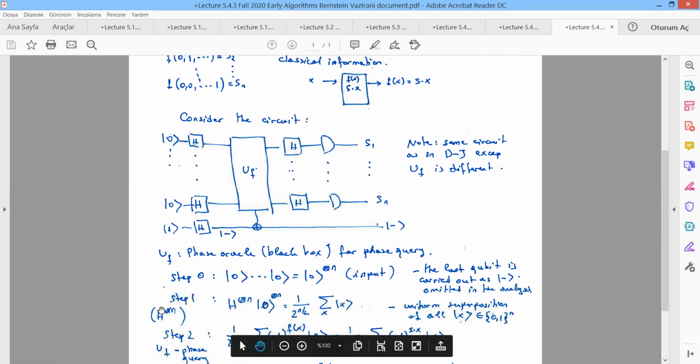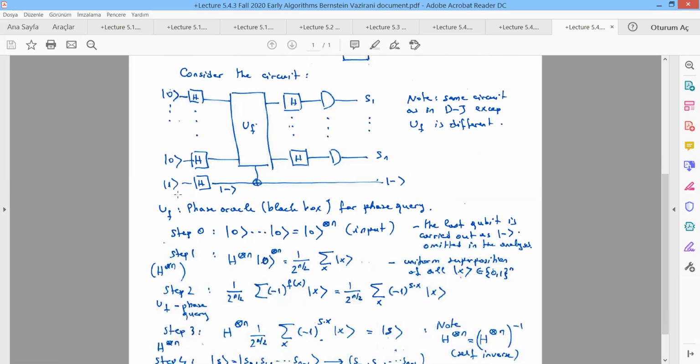At step 1, again we have Hadamard tensored n times on these ket 0 states, and as we discussed in the Fourier sampling primitive, what this Hadamard gate does applied on ket 0 tensored n is compute a linear superposition of all the possible ket x states with this 1 over 2 to the n over 2 normalization constant. So it's a uniform superposition of all ket x n-bit string states.